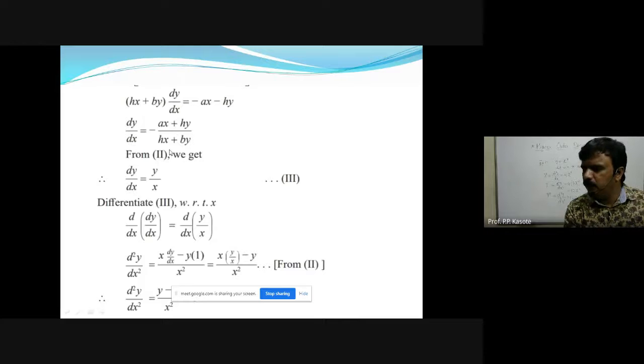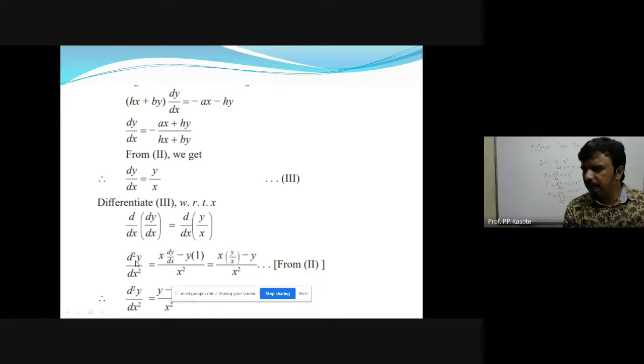y upon x. So minus minus will become plus. So dy by dx we got kitna? y upon x. The first order derivative is y upon x. Now, can we differentiate it again? The answer is yes. Let us differentiate it using the quotient rule, that is u upon v rule.